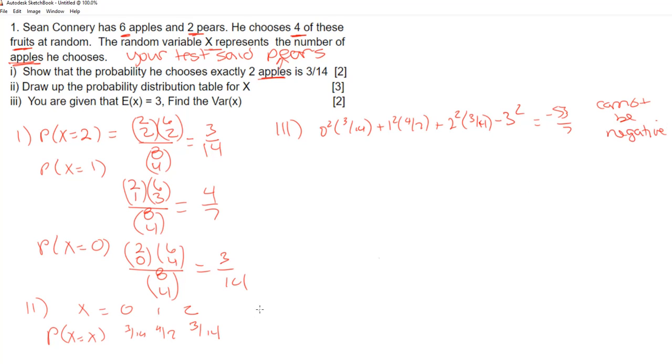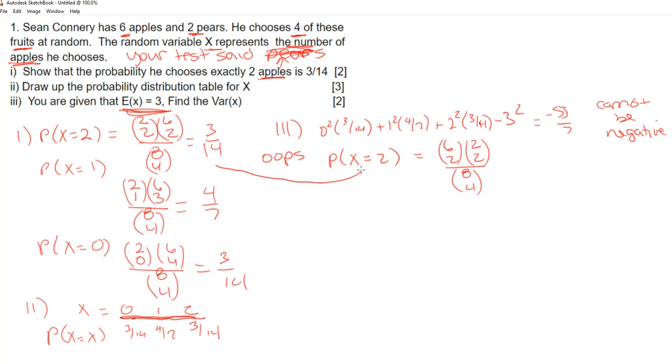And if you take a look at it, think about it. The expected value is 3. That isn't even one of the choices. The choices are only 0, 1, and 2. Whoops. So here, let's take a look at this. If, in fact, we had done it with apples like we were supposed to, well, then I would have done 6 choose 2 times 2 choose 2 over 8 choose 4, which gives me the same probability.